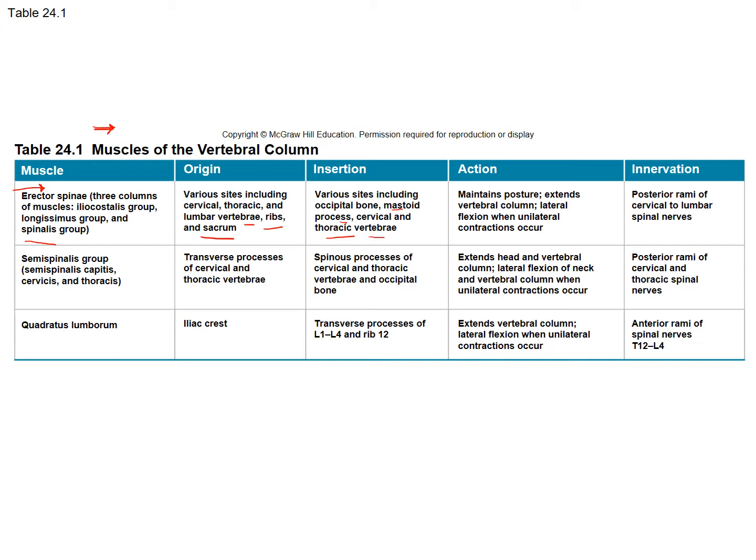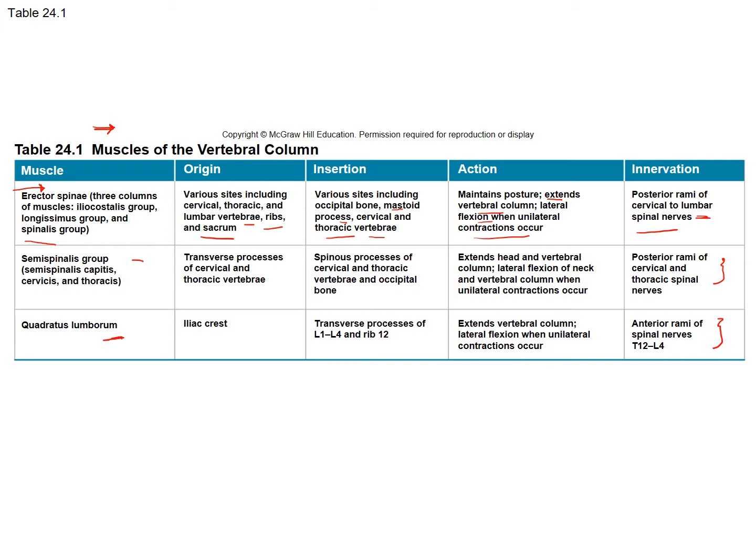What is the muscle action? Muscle action will be maintaining posture, extending the vertebral column, and lateral flexion when unilateral contractions occur. Of course, the innervation, as I said, you'll learn more about innervation and nerves in the next semester. But it's a good idea just to know, just in case. Posterior rami of the cervical, lumbar, and spinal nerves. Most of them are like that, even the semispinalis group, posterior rami of cervical and thoracic spinal nerves. Here, posterior rami of cervical and only lumbar. And for the quadratus lumborum, the innervation will be anterior rami of the spinal nerve.